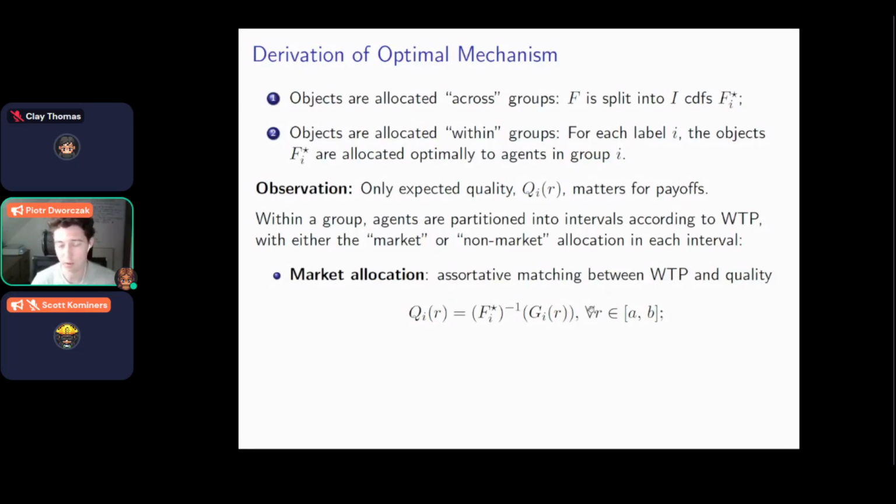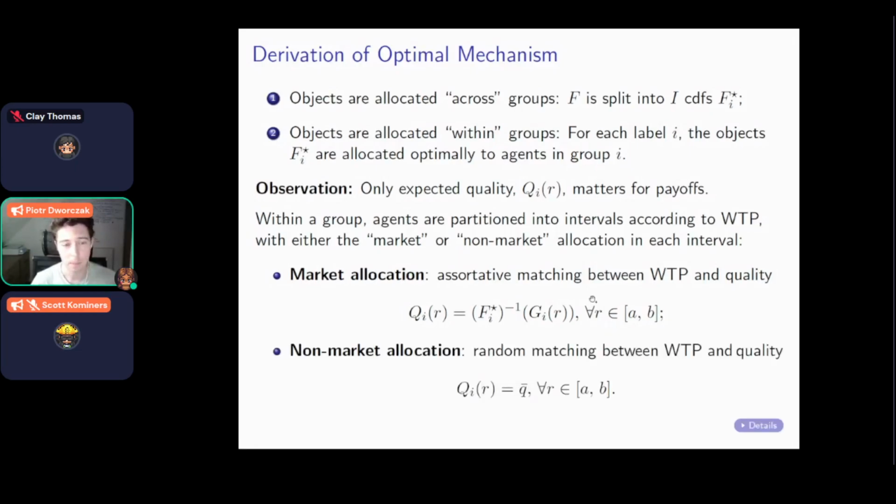We're going to have the precise analog of that, which we're going to call the market allocation and the non-market allocation. What is the market allocation in this framework? Well, it's going to be the assortative matching between willingness to pay and quality, right? So basically, it's an increasing allocation in this model. It's assortative matching, meaning that higher willingness to pay agents are going to get higher quality. And we call this the market allocation because that's what the market would achieve if we just let the market do its own devices, if we let the market set the market clearing price.